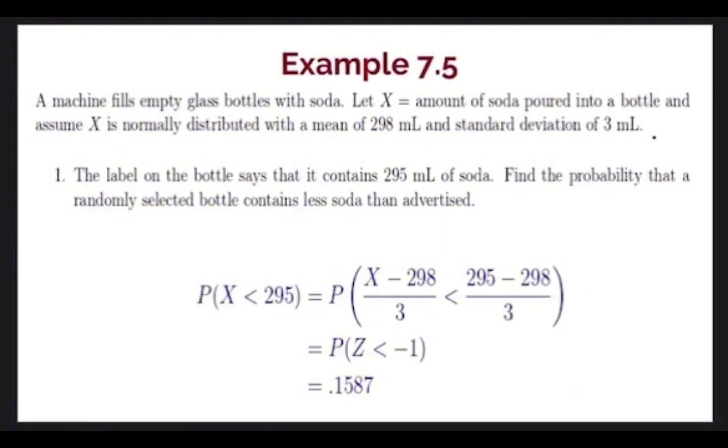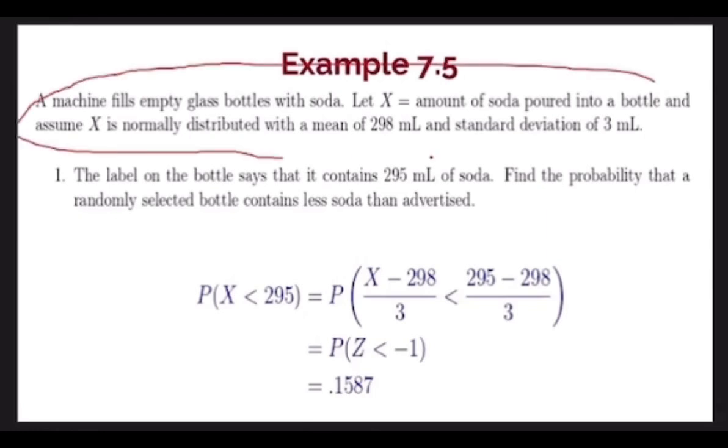Now, I need you to pay attention to the question right here. You have been told that the random variable X follows normal distribution. And let me tell you this, if a random variable X follows normal distribution, whatever sample size you take, if you want to conduct statistical inference around the sample mean, it's going to be normal. Okay, now the question says, the label on the bottle says that it contains 295 ml of soda. Find the probability that a randomly selected bottle contains less soda than advertised.